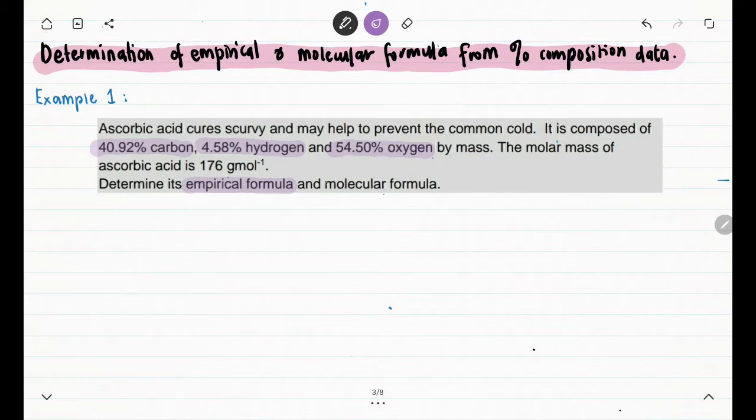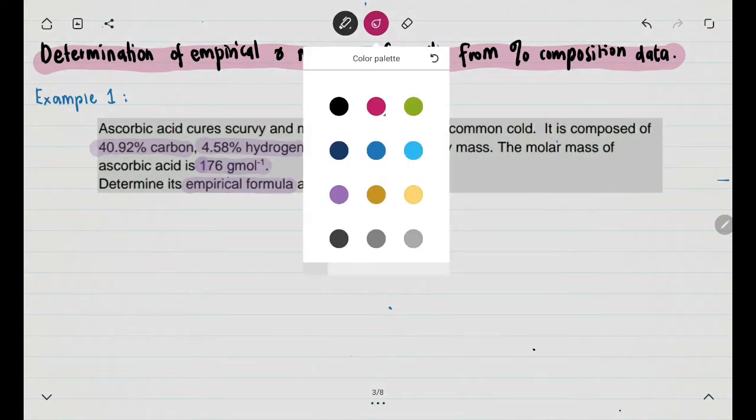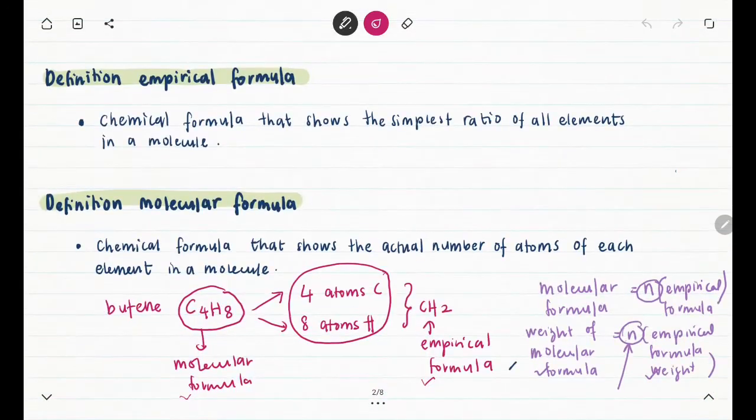And then how do we calculate the molecular formula? The given molar mass here is for ascorbic acid, so this is the molecular weight for the molecular formula. Just now I told you that to determine the molecular formula, if we know the weight of the molecular formula, we may determine the value of the integer n. After that we will know the molecular formula.